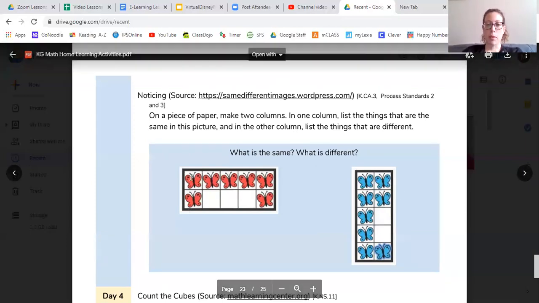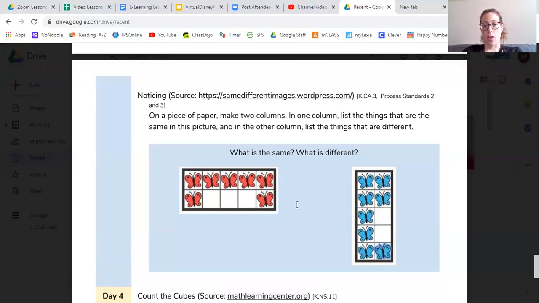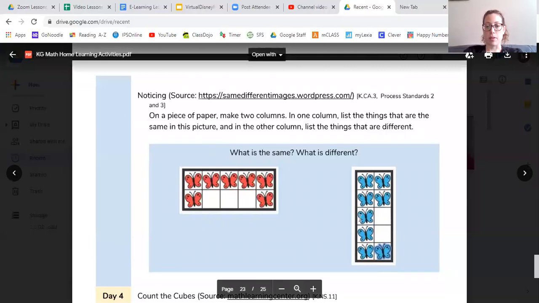So think about what might be the same. Are they all the same animal? Are they all in a 10 frame? Are they the same color? Are there the same number there? Think about all those things and write what's the same and what's different about these 2 groups of 10 frames.